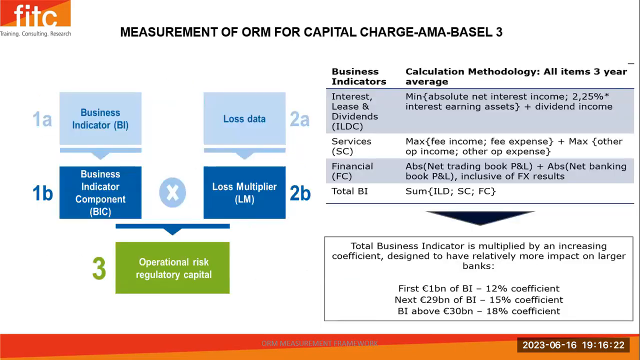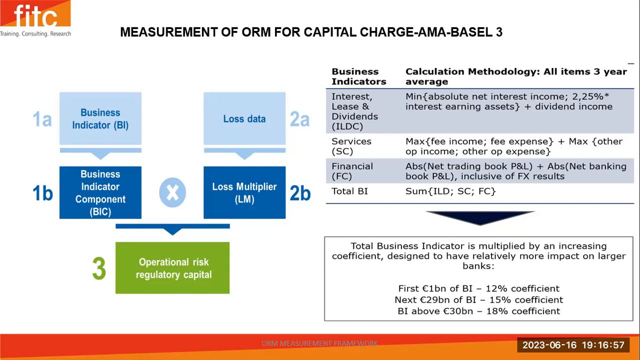Now, what has happened under Basel 3 is that the Basel Committee has collapsed the 3 approaches into one, which is referred to as the standardized measurement approach. So all the 3 approaches have been collapsed into one. But this time, under Basel 3, you now need to estimate 2 main parameters. The first parameter is called the business indicator component, and the second is the loss data.